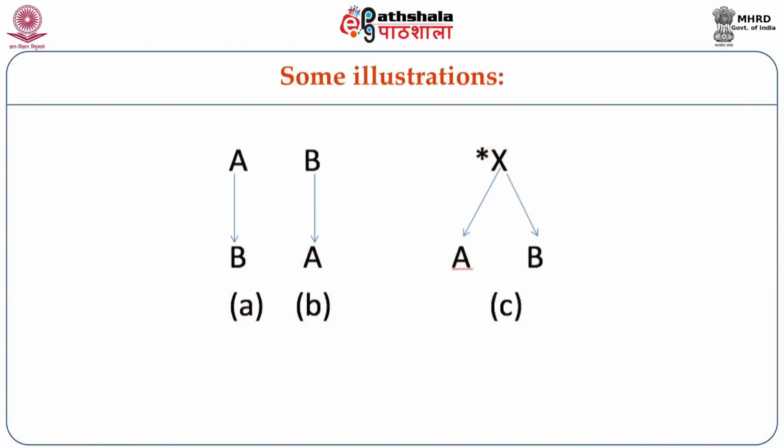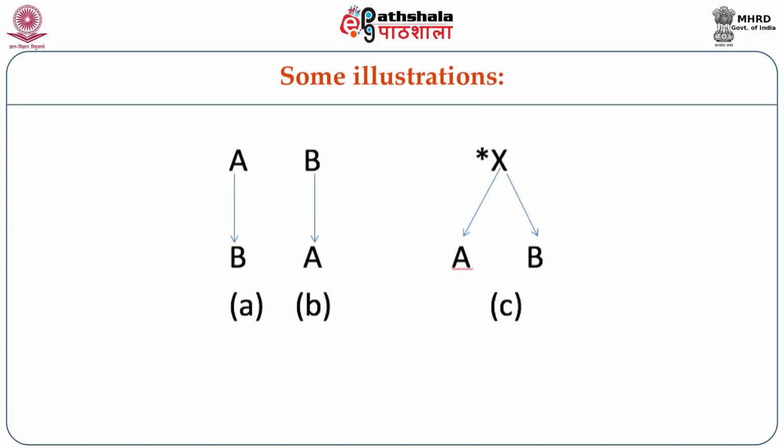So here we can see A, B, C, only two languages are involved. B is derived from A in one case, or A is derived from B. In the other case, A and B both are derived from X.